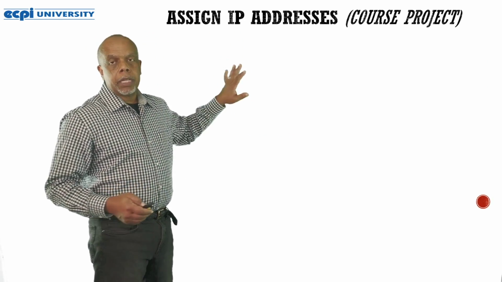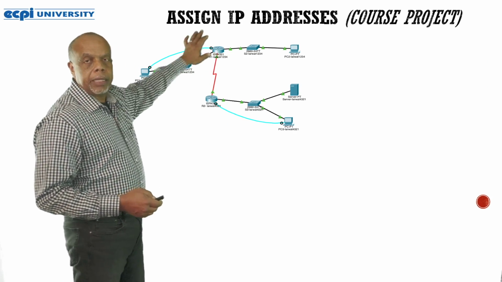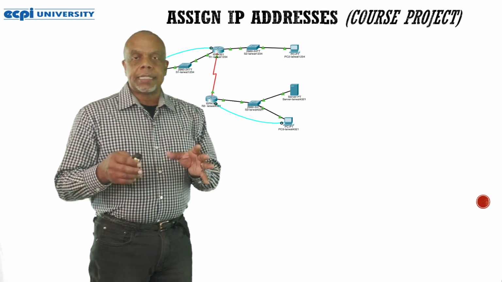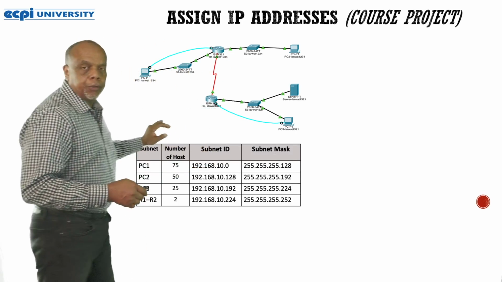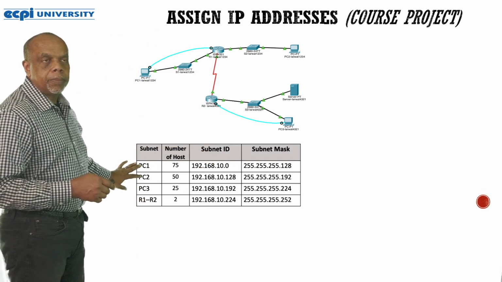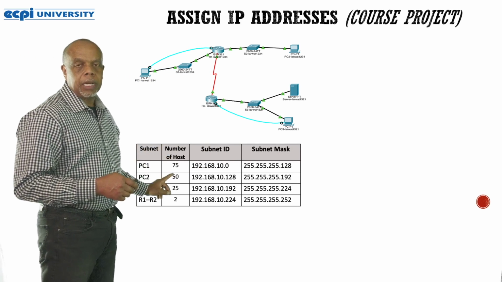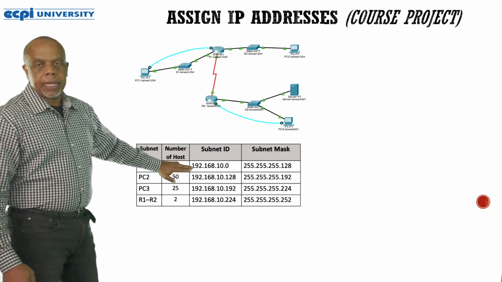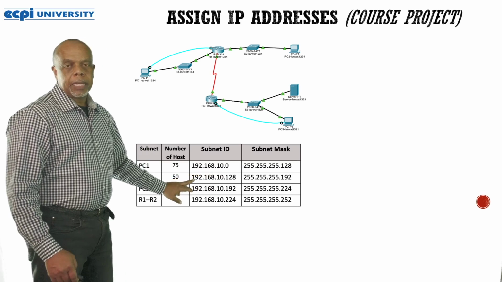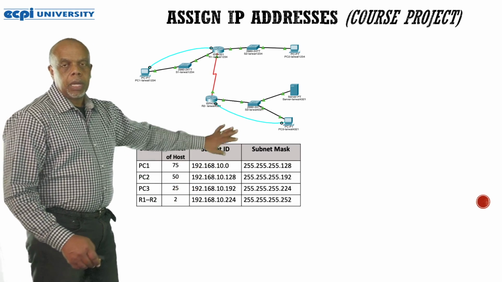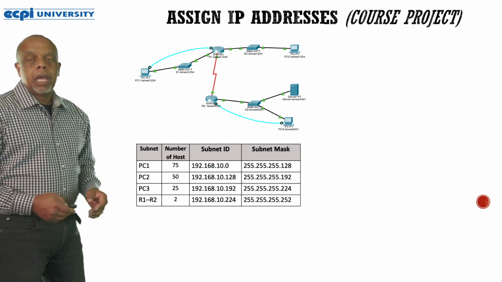So if you look at what we set up in our network, and we identified all the subnets, now we need to assign the IP addresses in each of those ranges. If you remember what we just finished, these are our 4 subnets: PC1, 2, 3, router 1, router 2, and we need 75 hosts. This was our subnet ID for subnet 1, the subnet ID for 2, 3, and 4, and the associated subnet mask.